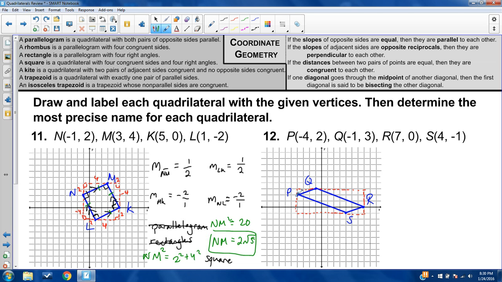From P to S, my rise is negative, like it's falling, and my run is positive. So it just depends on which way you do it. So let's calculate all 4 slopes. Well, hang on. Let's do this first.